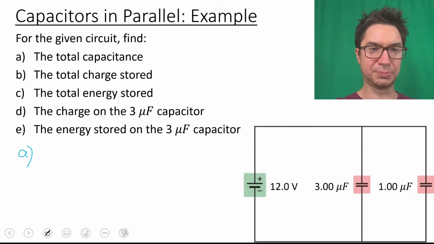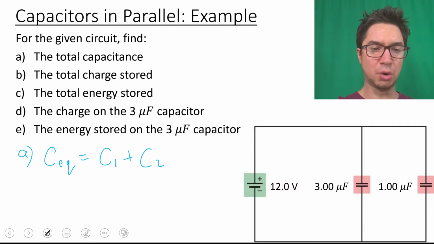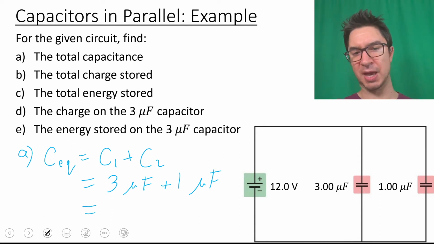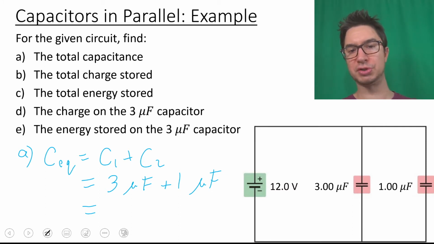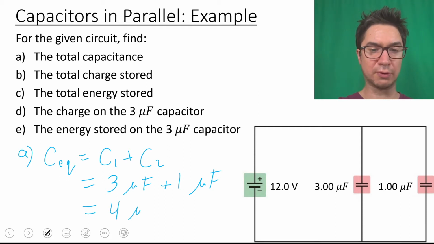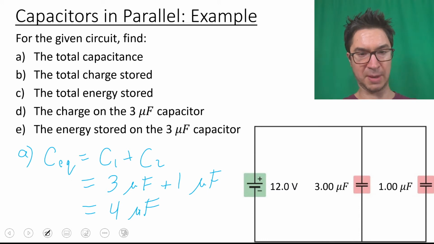So let's start with the total capacitance of the entire circuit. So that's part A here. In this case, C equivalent is simply C1 plus C2, or 3 microfarads plus 1 microfarad. And you might be asking yourself, why are we dealing with such small amounts of capacitance, microfarads? Well, it turns out that 1 farad is actually an enormous amount of capacitance, and most circuit boards have capacitances on the order of micro or even nanofarads. So that's why we deal with such small amounts of capacitance. So 3 plus 1 would yield 4 microfarads of capacitance.